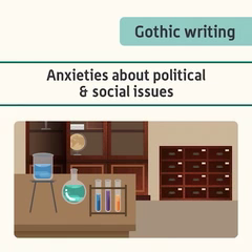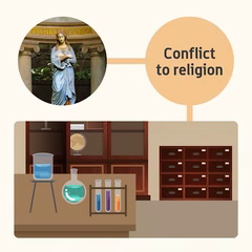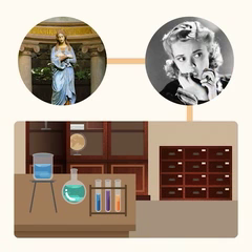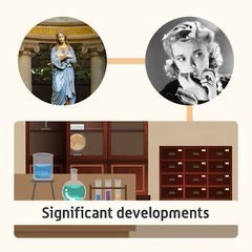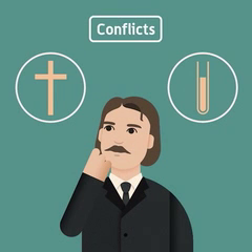For example, in Jekyll and Hyde, we see science being presented as threatening and dangerous. It is in conflict to the strong moral values found in religion. This would have reflected worries at the time, as science was making significant developments in the Victorian era. This is better understood when we consider the author's own conflicts with religion and science.